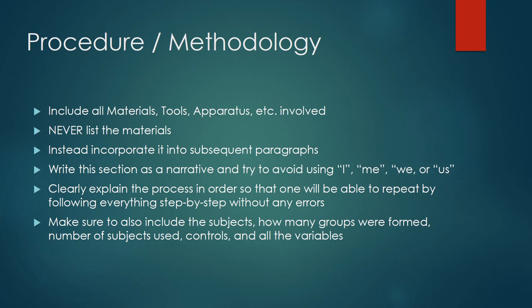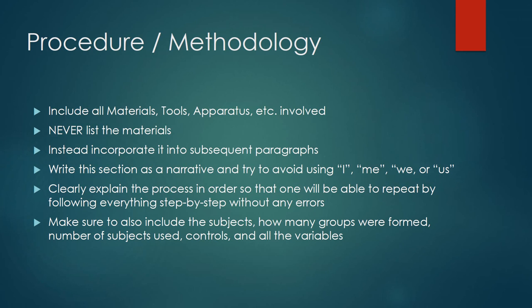So the procedure, which is also known as the methodology. So make sure in your procedure you include all the materials, tools, apparatus, etc. involved. And you're never supposed to list the materials. Instead, you're supposed to write them into subsequent paragraphs. And write this section as a narrative, and try to avoid using I, me, or we, us. Try to write it in a form that if somebody is reading it and they want to actually redo your experiment, they could actually repeat the whole thing step by step without any errors.